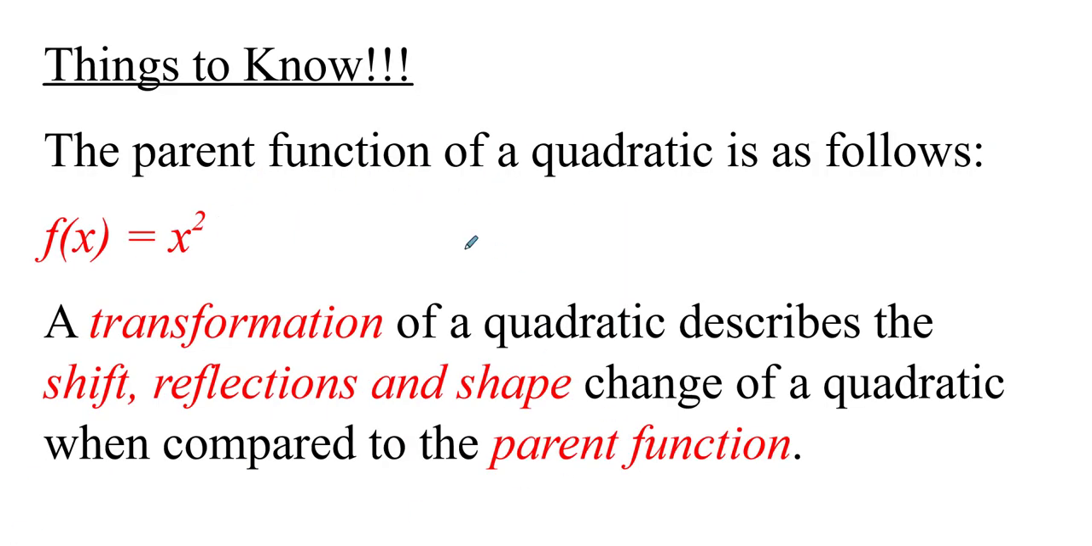So the parent function of a quadratic is as follows, and we have f of x equals x squared. Now what this parent function means, I like to call this our most basic quadratic function, meaning there are no transformations that have occurred. This is down to its core, the most simplest of all. And then what a transformation is of a quadratic, this describes the shift, reflection, and shape change of a quadratic when compared to the parent function.